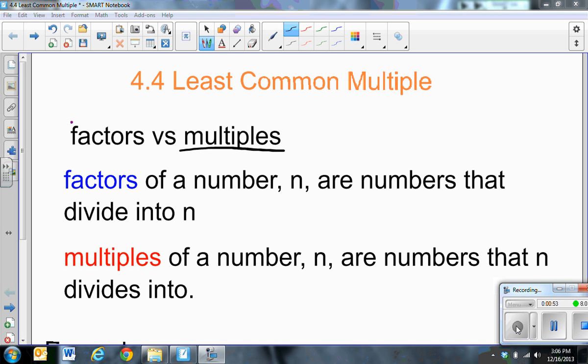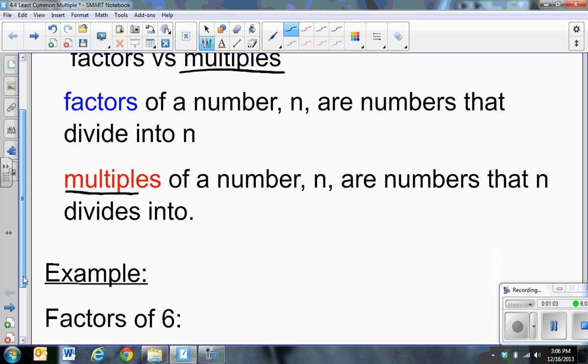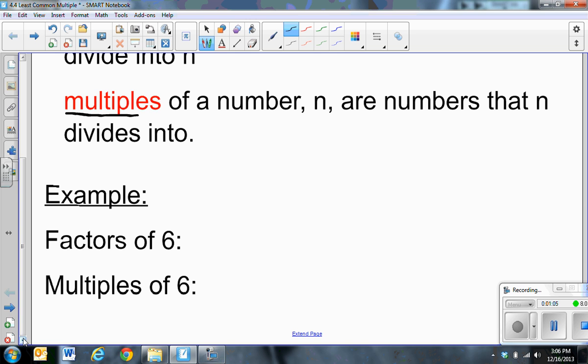So multiples are bigger numbers, right? They're bigger than the number. And it almost has the word multiply in it, okay? And factors are smaller or equal to the number. So let's talk about this example where we've got factors of 6 and multiples of 6. What are the factors of 6 that you can think of? If you're thinking of 1 and 6 and 2 and 3, that's exactly right.